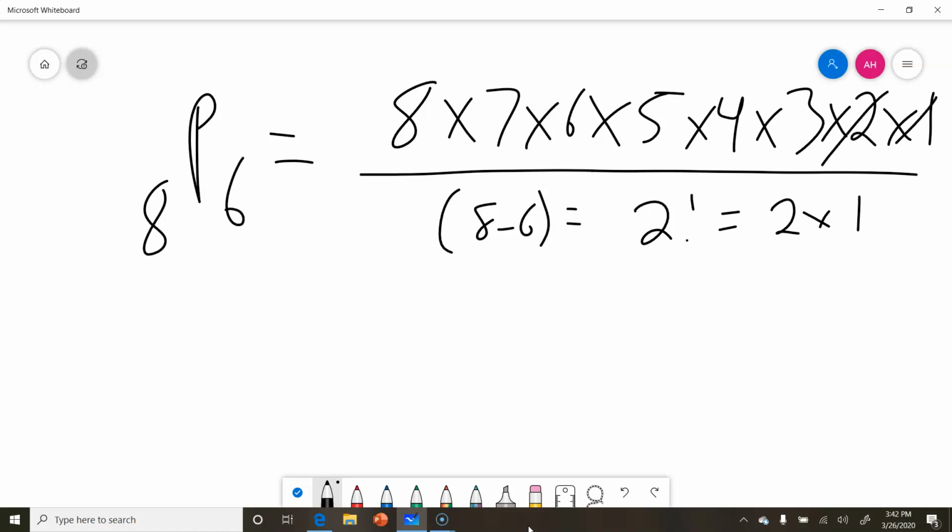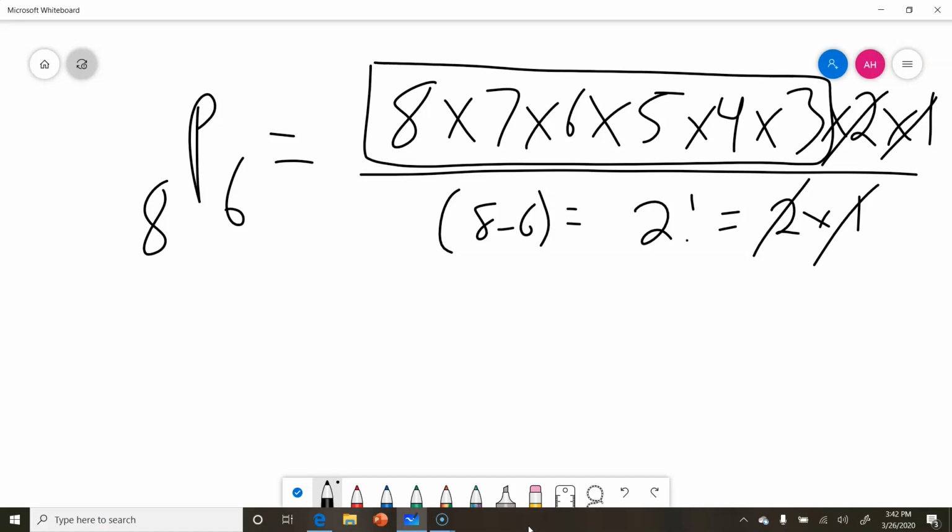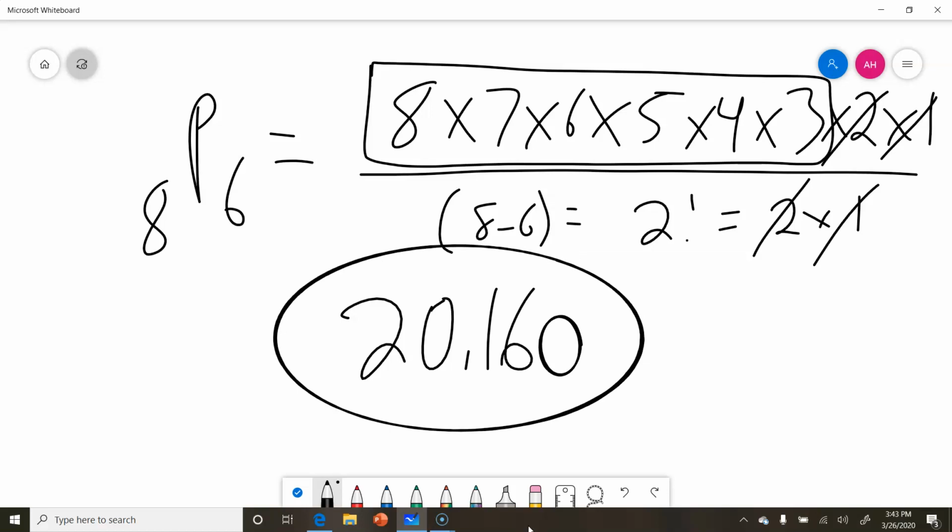So what does it cancel out? Just the 2 and the 1, just the 2 and the 1. So I'm left with all of that multiplied together. And when I type that in my calculator and multiply that, I get 20,160. Okay, so if you're tracking, 20,160. Now, those of you that are maybe more perceptive here, you can see what this means.